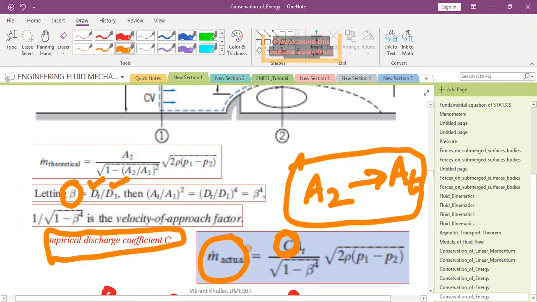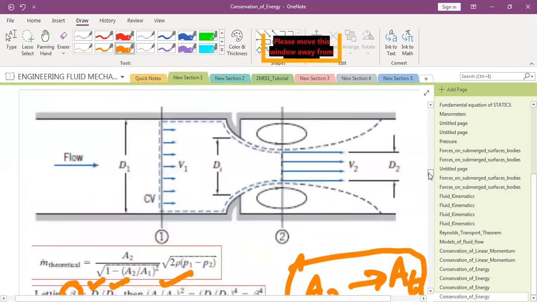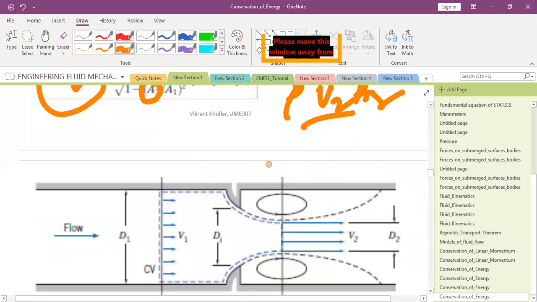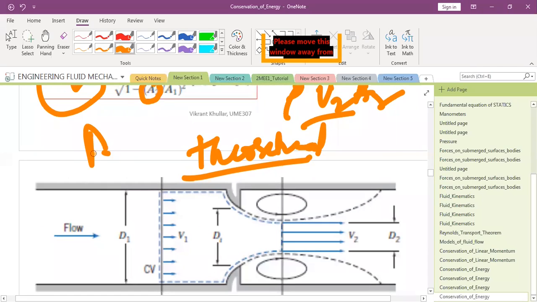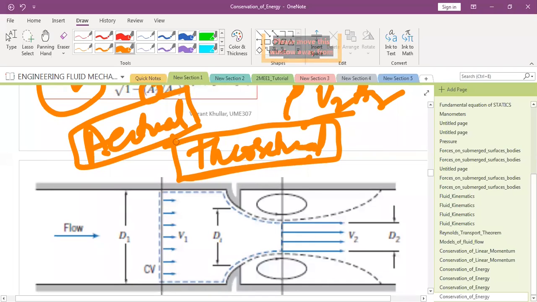So M actual will be equal to C times this thing, where I have replaced A2 with AT. So now, as a question, please answer this question. Of the theoretical flow rate that comes out and the actual flow rate that comes out, which one will be greater?